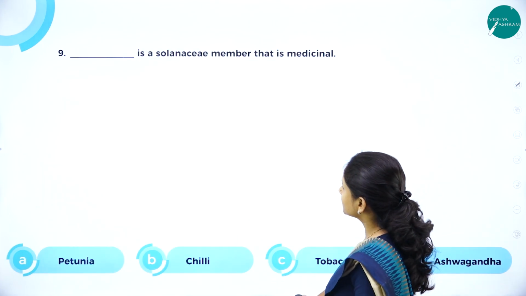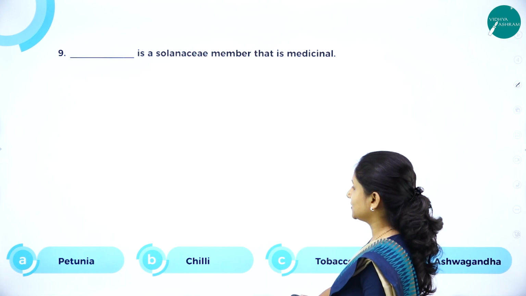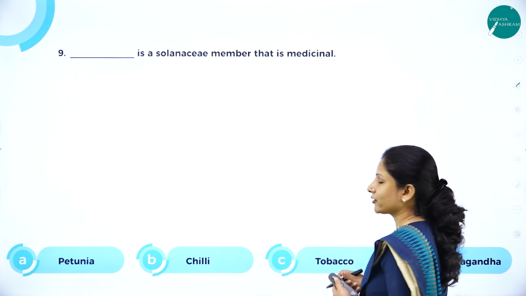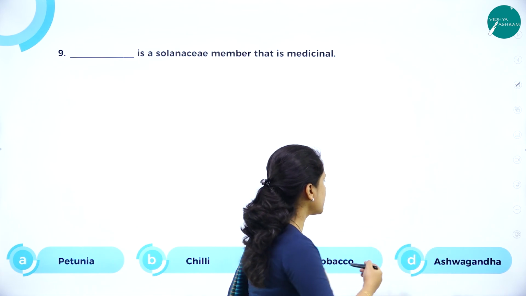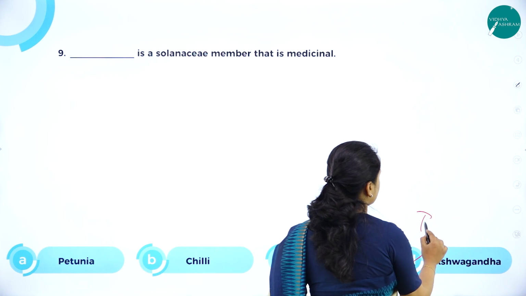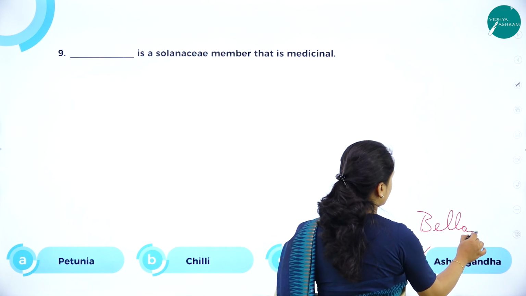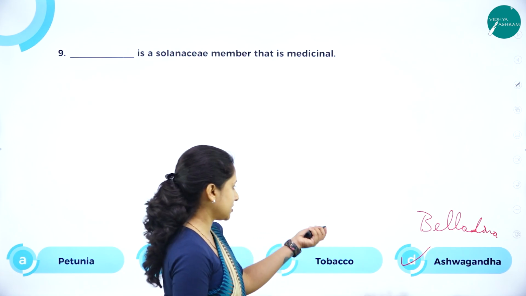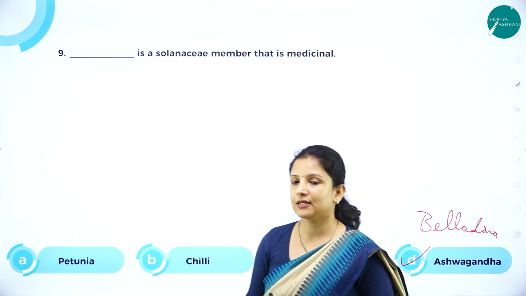Next. Dash is a Solanaceae member that is medicinal. Petunia is ornamental. Chili is a spice. Tobacco is a fumigator. It is ashwagandha. Or the option can be belladonna also. Both are one and the same because belladonna is also medicinal under Solanaceae. So the right answer here is ashwagandha.